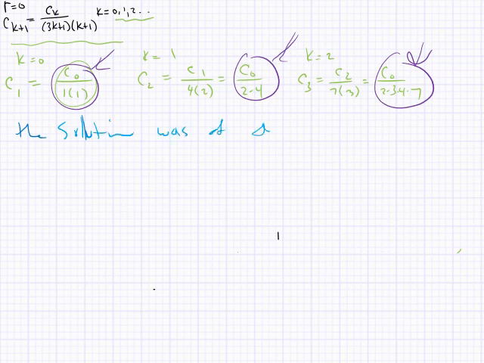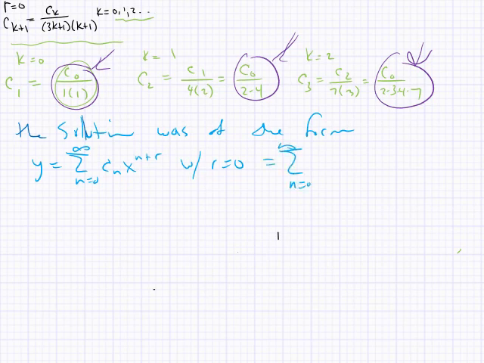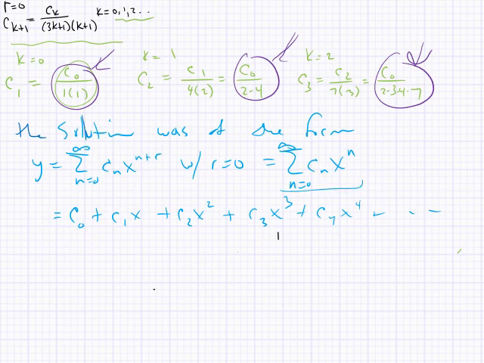was of the form y equals the sum of n equals 0 to infinity of c sub n x to the n plus r. Remember though, with r equal to 0 in this case, that gives us the sum of n equals 0 to infinity of c sub n x to the n, because r is 0. So what does that tell me? It tells me that I should get c sub 0 plus c sub 1 x plus c sub 2 x squared plus c sub 3 x to the third plus c sub 4 x to the fourth, etc. Which doesn't look very different than the series we've had before, mainly because r is 0.